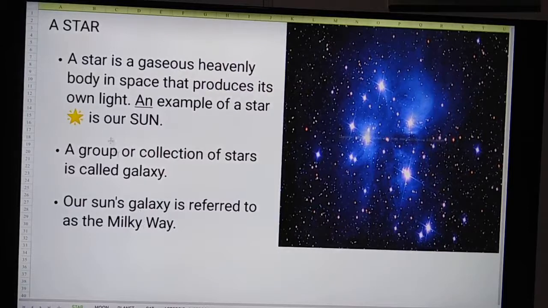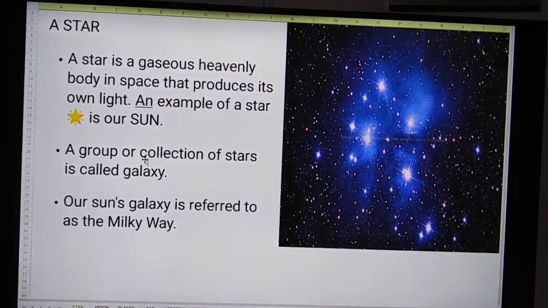A star is a gaseous heavenly body in space that produces its own light. An example of a star is our sun. In our last video, if you have not checked it up, you can go and look for that video. It's a recent one where I spoke about the sun and the gases that make up the sun and cause it to burn all the time.